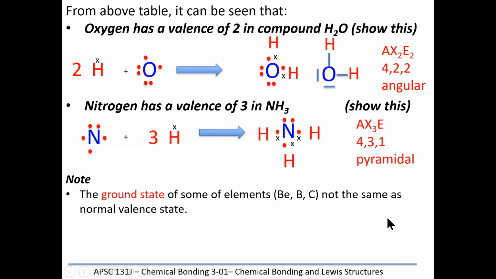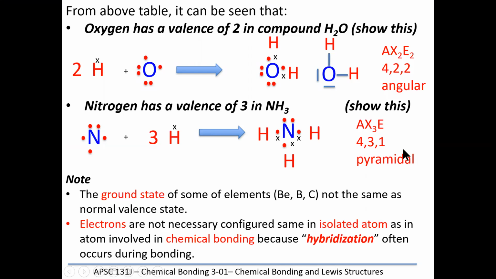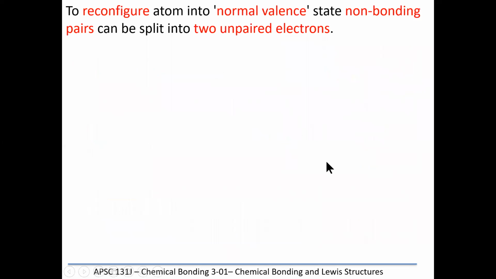Now, the ground state of some of the elements is not the same as their normal valence state. So electrons are not necessarily configured, as I said earlier, the same in an isolated atom as they are when the atoms form chemical bonds. And that's because the s and p orbitals will hybridize to create equivalent energy levels so that you can form equivalent bonds between atoms, like in ammonia here. We have hybrid orbitals.